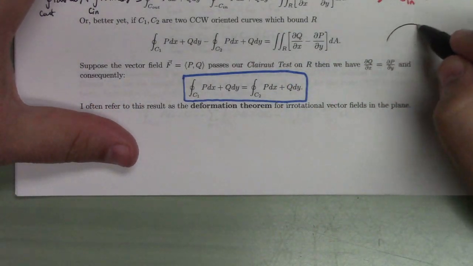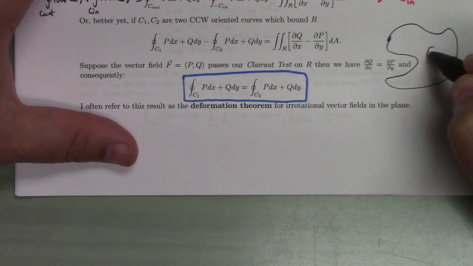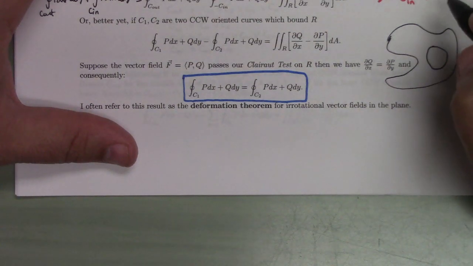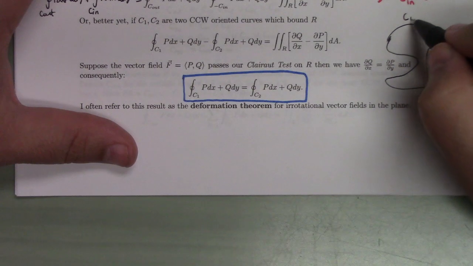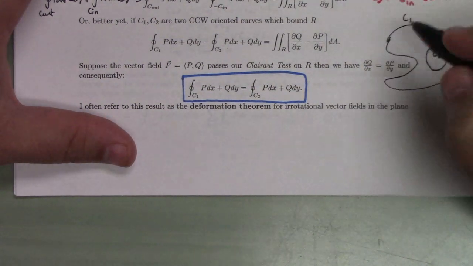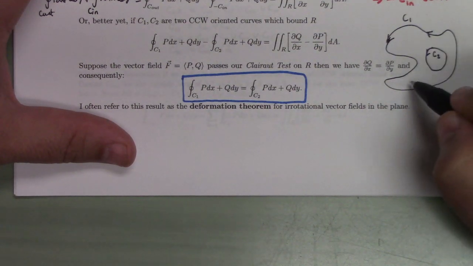So what's going on here, the way to look at C1 and C2, all right, so we've got some region with a hole, and C1 is the outer curve, and C2 is the inner curve in my discussion. And the thing is, they're both counterclockwise oriented.